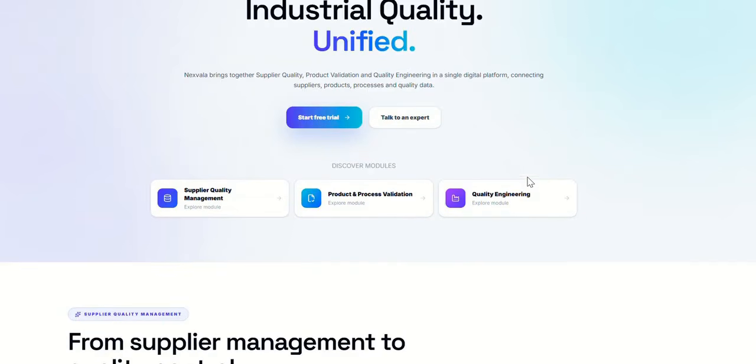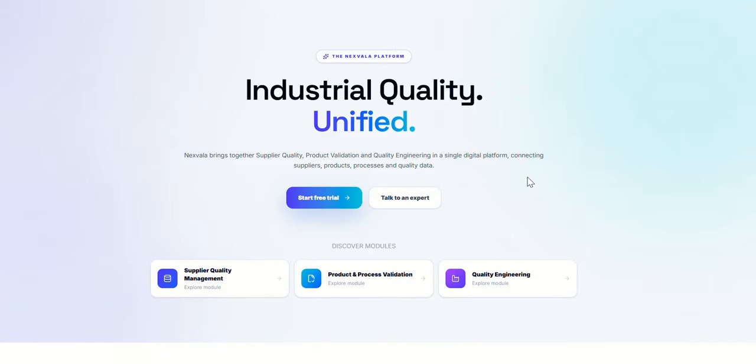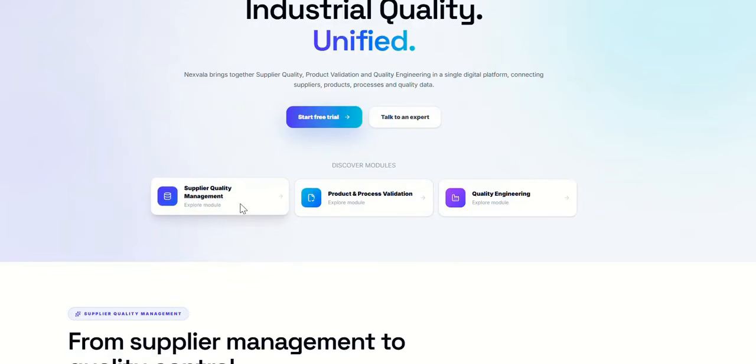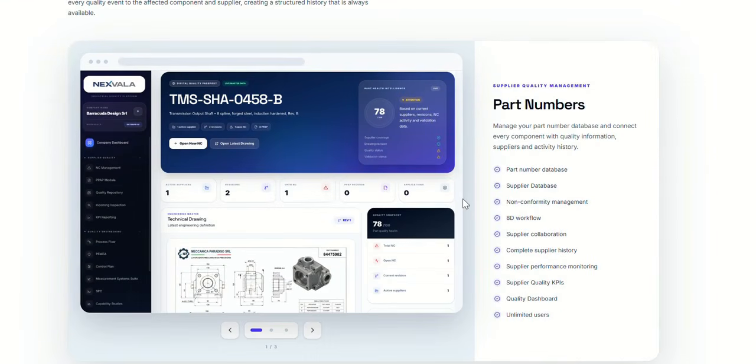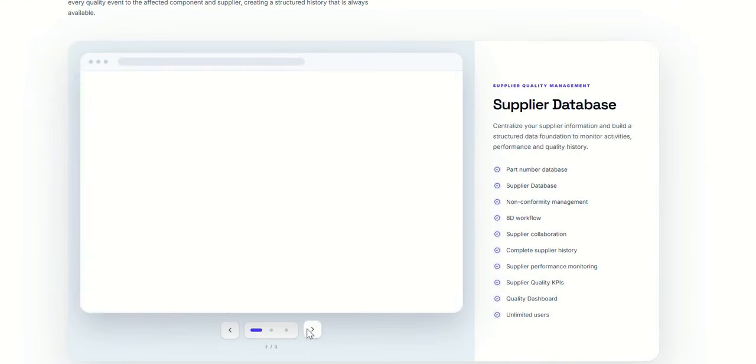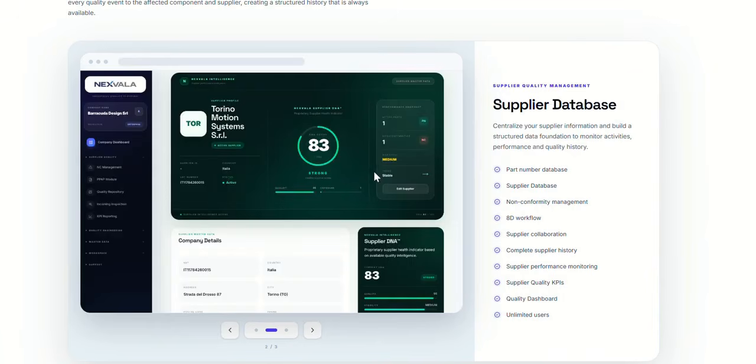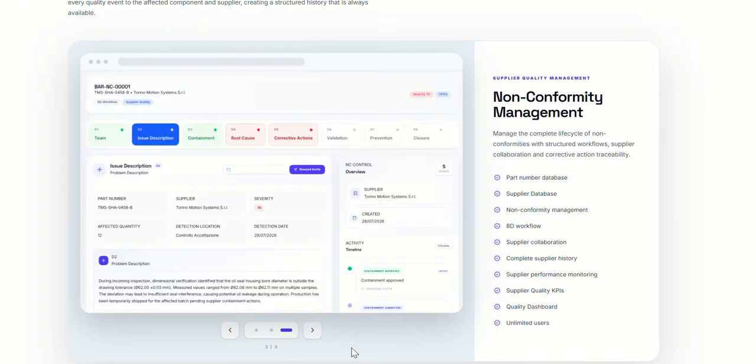The platform is basically composed of three modules: the supplier quality management module, product and process validation, and quality engineering. The first module is the one that includes the part number database and the supplier database. Here we will see that there are indicators regarding the suppliers to help us understand their level of reliability. And the third chapter relates to the management of non-conformities.